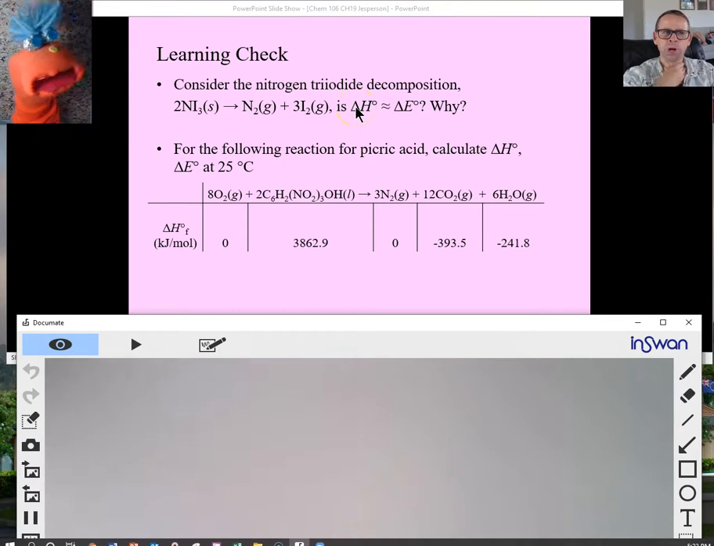E and H might be similar. H is the energy of heat, and then you have your work energy. So delta H plus the work energy equals our total energy, delta E. Okay, very good. Good job.